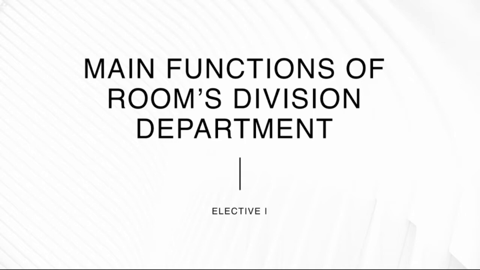For the learning objectives, in this lesson, you will be able to discuss the functions of the different Rooms Division departments. Number 1 is the front desk. Number 2, the housekeeping department. Number 3 is the reservations. Number 4, the night audit. And the last one is the security department.